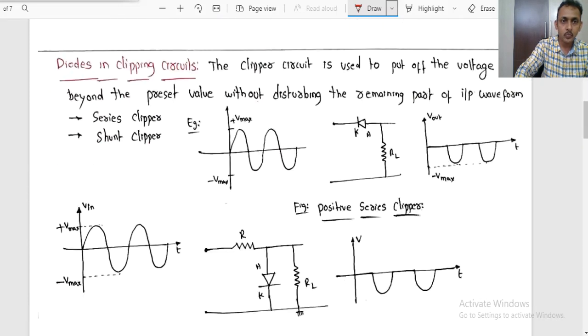Now if you use filters there, we can further remove the ripple content, and we can get pure DC by using filter circuits.